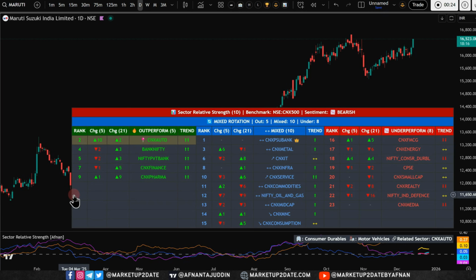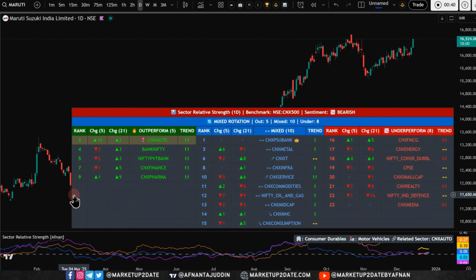Today, I will show you a powerful free indicator I built on TradingView. It reveals sector rotation in real time, and it shows you exactly where institutions are putting their money. Once you understand this, you will never trade blind again.